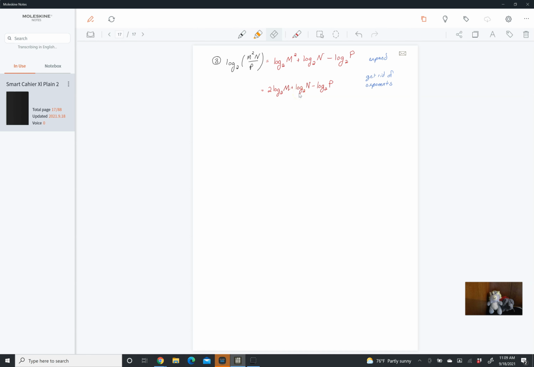And just a note, if you had seen more than one log, like you had seen log base 2 of m and it occurred twice, all you would do is just add the coefficients. Okay, let's take another one.